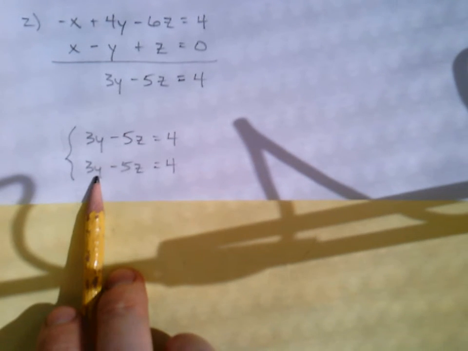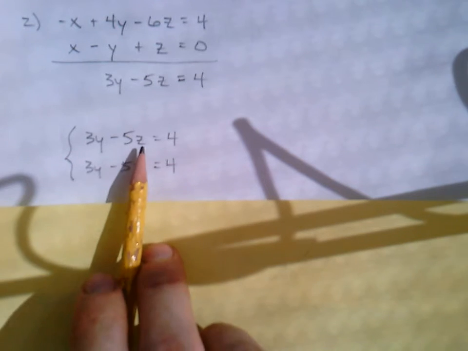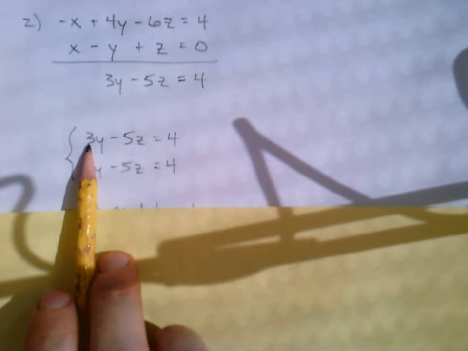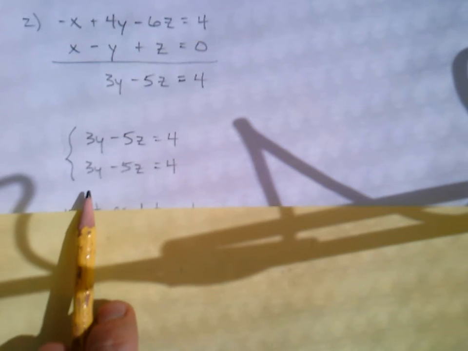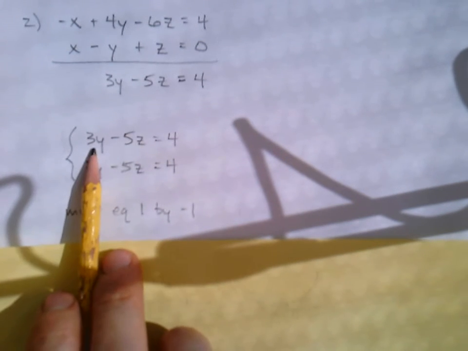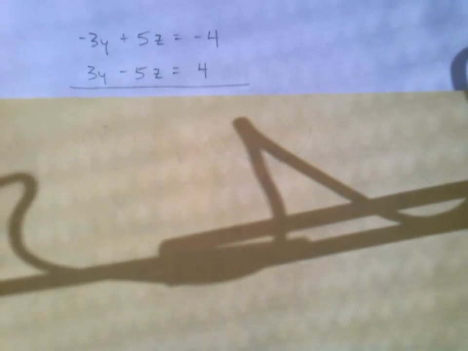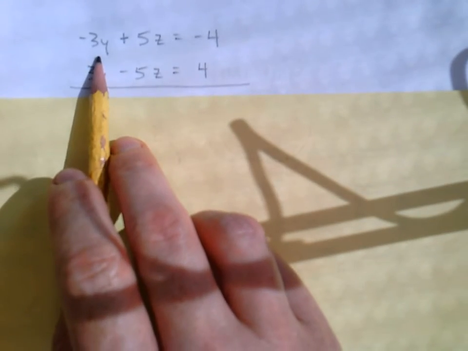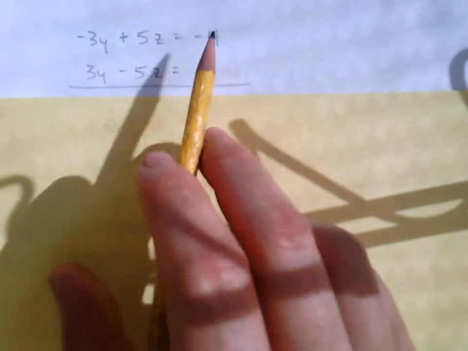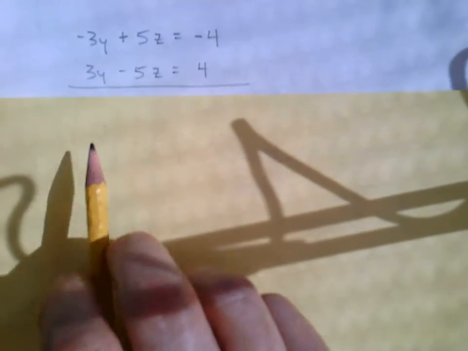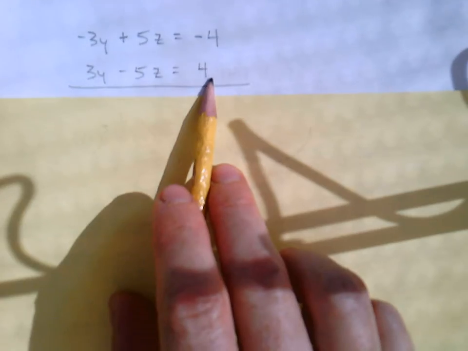Okay, so let's say I wanted to eliminate y so I could solve for z. Well, 3y and 3y, so one of them needs to be negative to eliminate. I'm going to multiply equation 1 by negative 1. I'm going to pick that up on the next page. So here we go. I multiplied the top equation by a negative. So I end up with negative 3y, plus 5z equals negative 4. I kept equation 2 the same, didn't change that one.